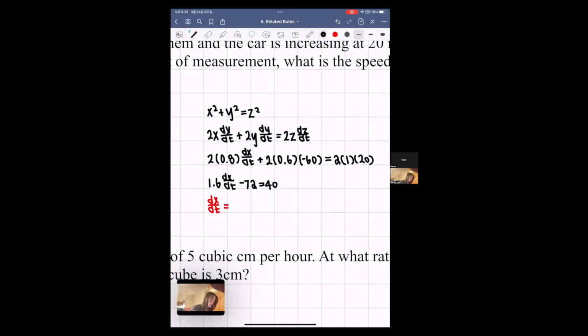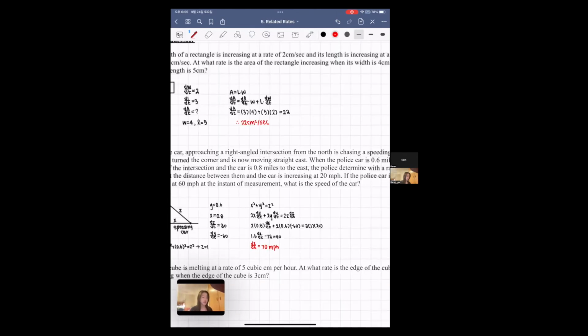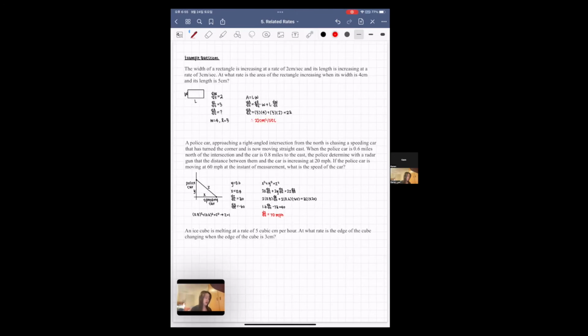That dx dt is 70 miles per hour. So it's actually really simple once you get the hang of it, because you just have to write the equation correctly, and then solving it is really easy. So we're going to look at the next question.